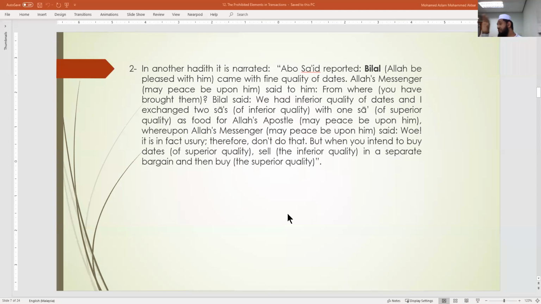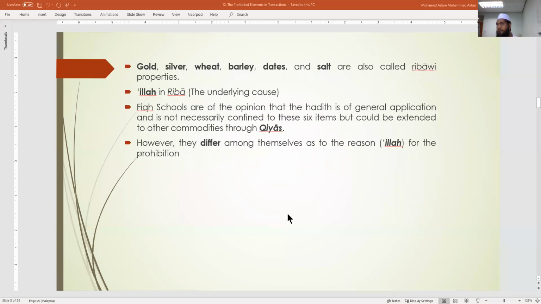So now this is the method that the Prophet ﷺ said. If you look into the end result, actually it looks the same. At the end of the day, you are getting the same thing. Whether you give 2 kilo of inferior dates and get 1 kilo of superior dates, or you sell 2 kilo of inferior dates for, let's say, 50 ringgit, and then use that 50 ringgit to buy superior quality dates. It looks alike, but there are lots and lots of differences, which inshallah we will talk about.